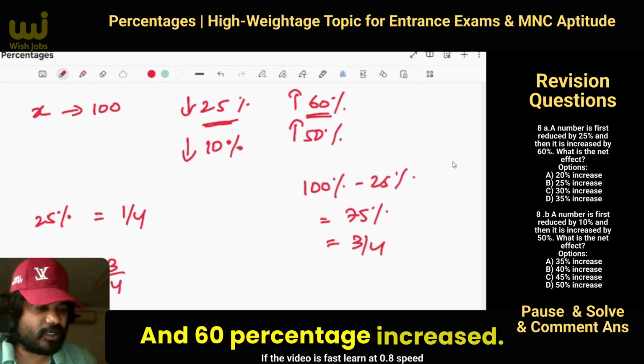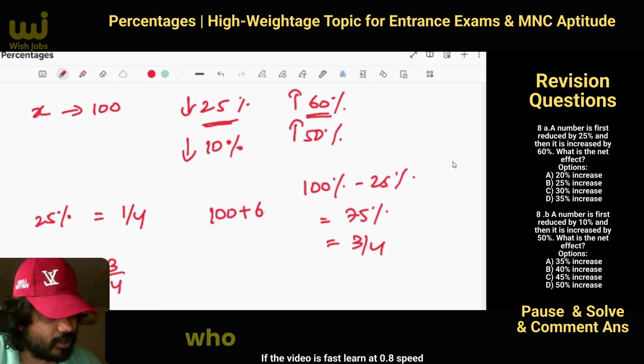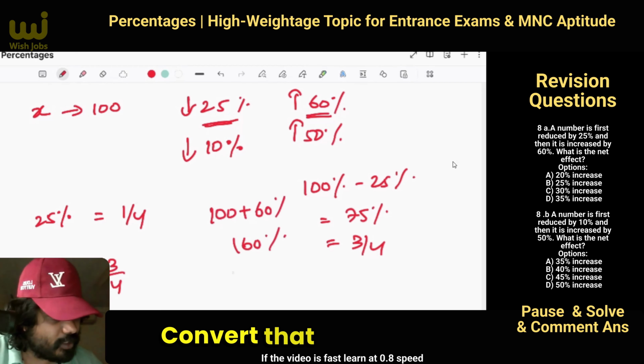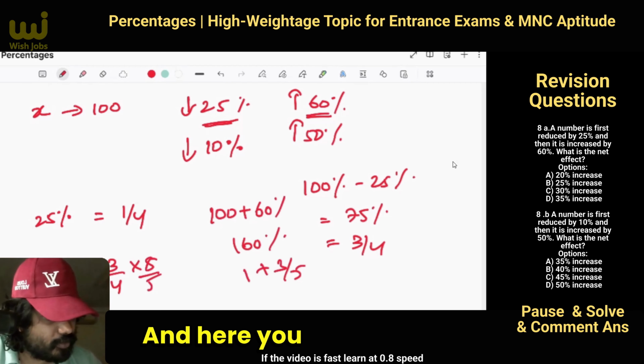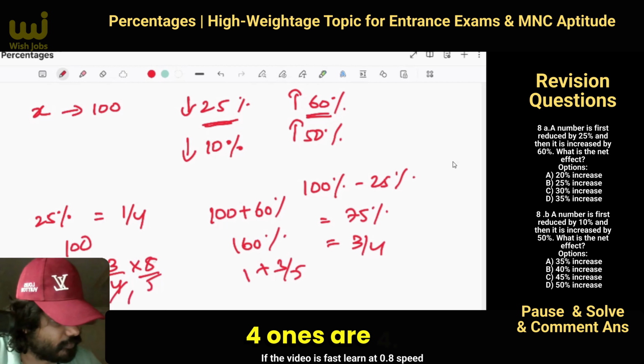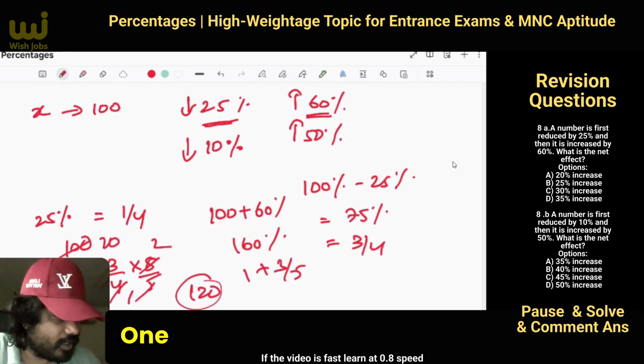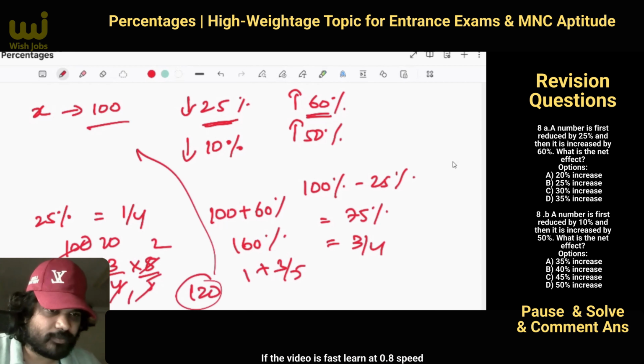And 60% increased, you can write 100% plus 60, which is 160%. Convert that into a fraction: 1 plus 3 by 5, which is 8 by 5. And here you took x as 100. Just calculate it. 4 ones are 4, twos are 5, ones are 5, 20s are 60, 120. 120 is your answer. 100 increased by 20%.